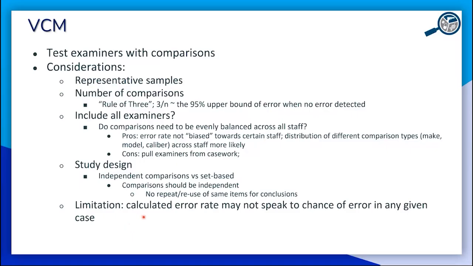And so here's the limitation with this type of study. Any error rate that you calculate is unlikely to speak to the chance of error in any given case. Why that is a much bigger discussion that's beyond the time for this lecture, but if there are questions about that, we can talk about it during the question and answer.